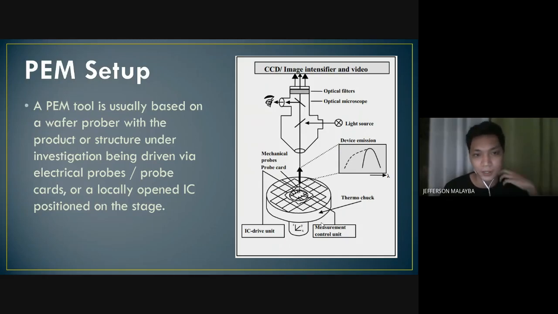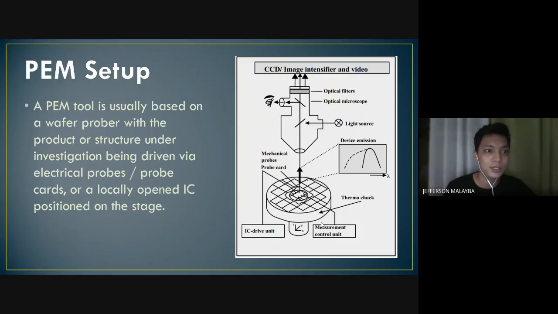So, yung microscope natin is gumagana through light source, and yung light source natin, tatamaan yung pinaka-object na gusto nating tignan. Then, lahat ng ilaw na na-absorb and na-reflect ng image na yon, ibabato niya pabalik pataas, papunta sa optical microscope and optical filters, and at the same time, doon na pupunta sa image intensifier and video. So, ganun gumagana yung microscope natin. Ganun din naman gumagana yung PEM. Same concept lang din sila.